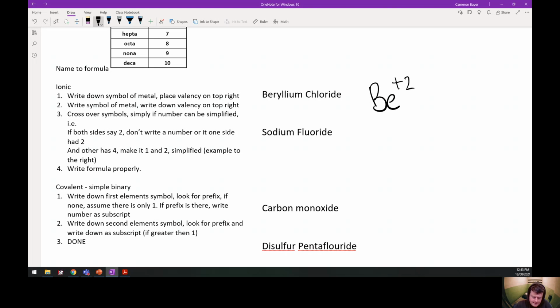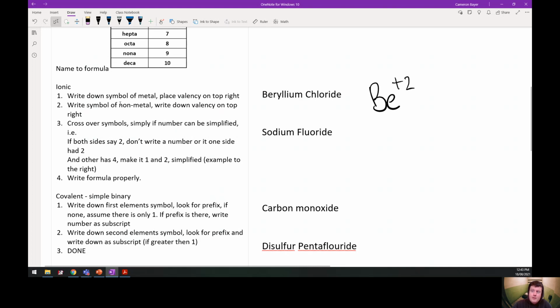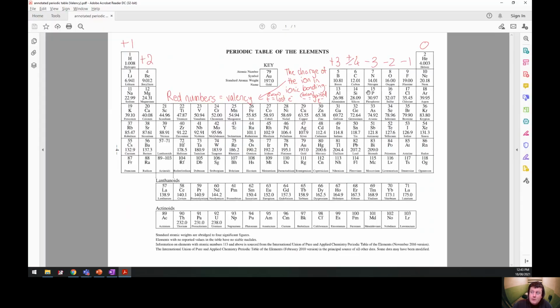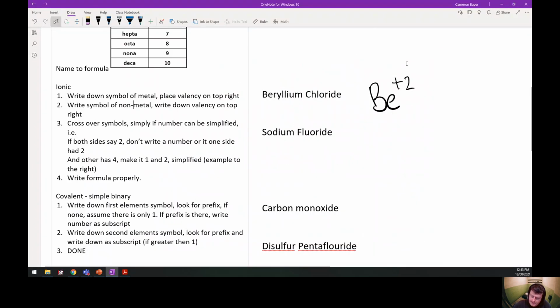And then what I'm going to do is write down the symbol of the non-metal. So in this case here, because it's ionic, we know that's the case. I'm going to put chlorine. So I go back to my periodic table, and chlorine is in that 7th group, so it's actually got a -1 charge. So in this case here, I'm going to put Cl, -1.